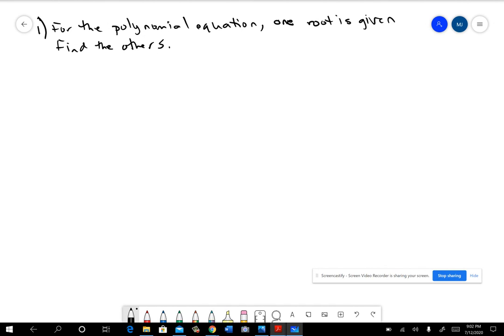Okay, so here's the equation we have. It's 3x to the third minus 8x squared minus 13x plus 30 equals 0. And then they do like this. Okay, so that's the given root.